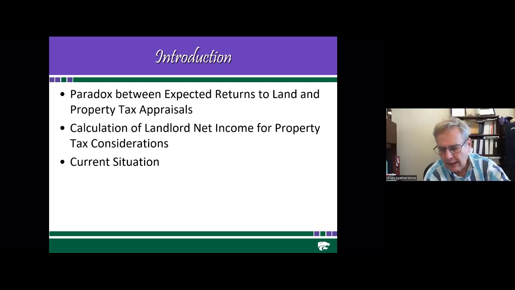One of the things that I will use is counties from various parts of the state. I think it is important to realize that in general, there will be some differences, and we'll talk about some minimums and maximums with regards to changes in landlord net incomes from this year and last year.